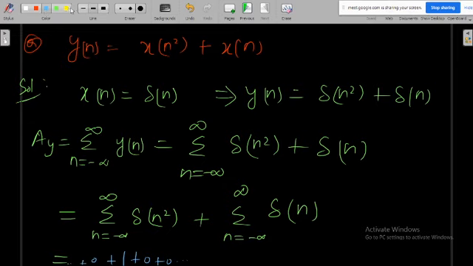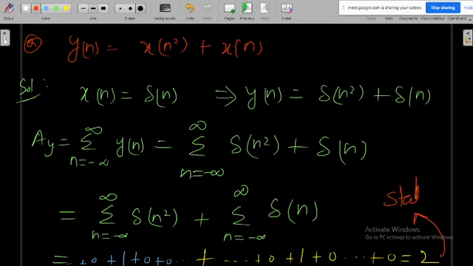Similarly here, when you substitute n equal to 1, you will get 1, and in all other cases you will get 0. So finally, the answer is only 2, which is finite. So this system is also a stable system.